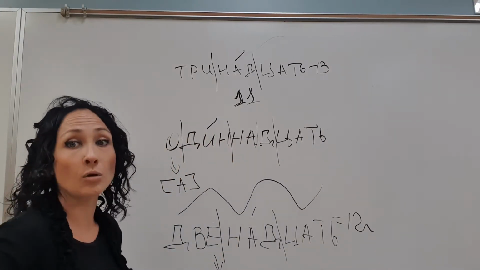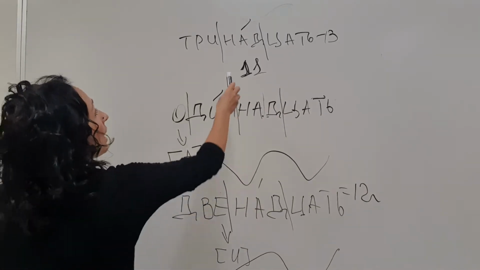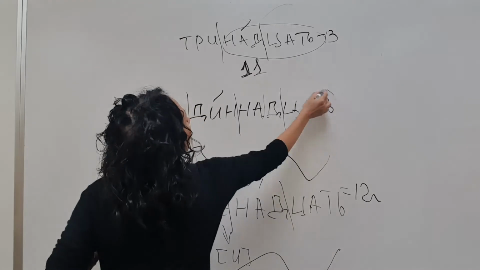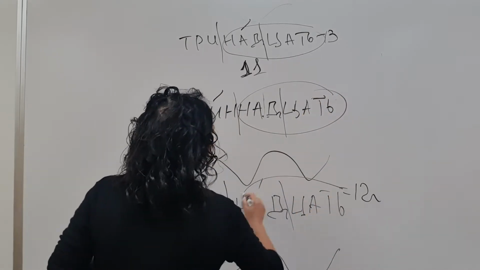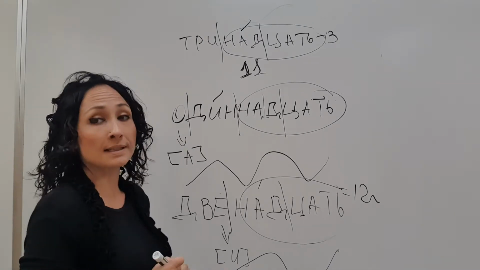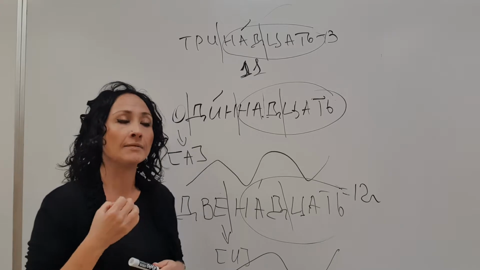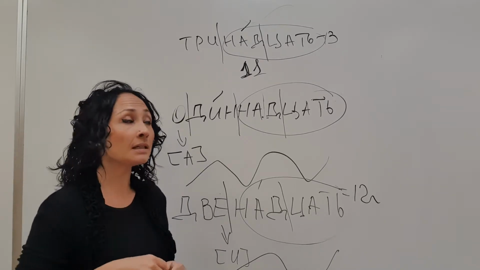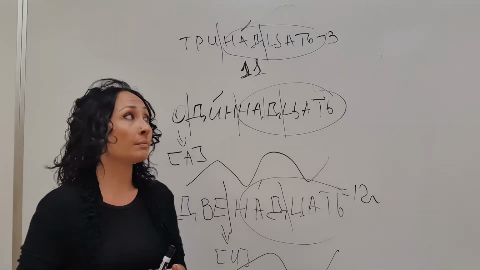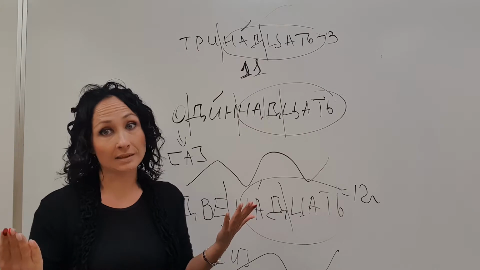Now, take a look at all these words. What do they have in common? They all have this part in common. So what does it mean? It means that this word stands for what in English you have as teen. 14, 15, 16, 17. When you hear this at the end of the word, that means we are talking about numbers from 11 to 19.